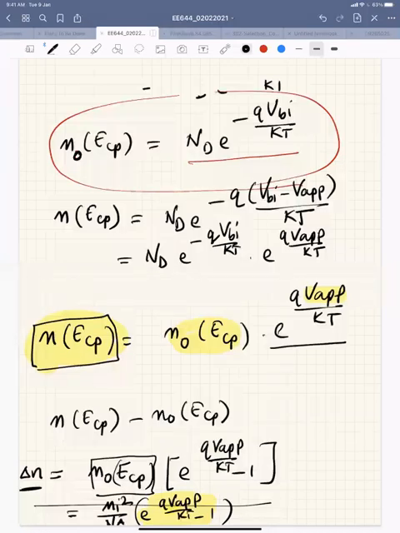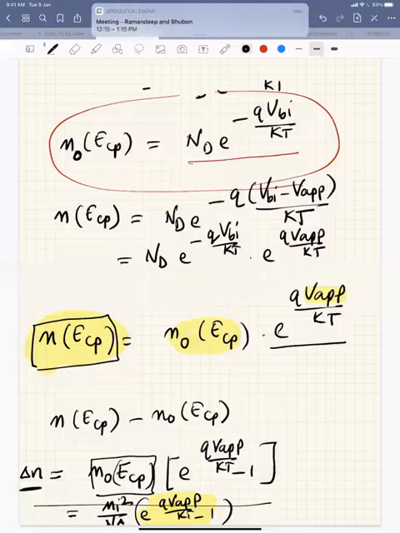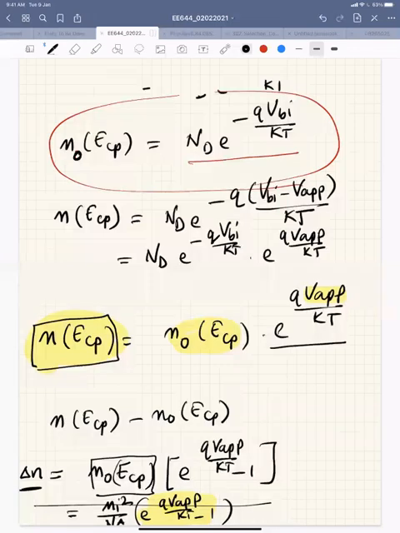All this exponential relationship will also be used in the bipolar junction transistor. We'll also use it in the MOS transistor, and this is mainly coming from the Fermi function. This exponential is coming from the Fermi function, and that Fermi function is actually driving all the characteristics of the MOS transistors.